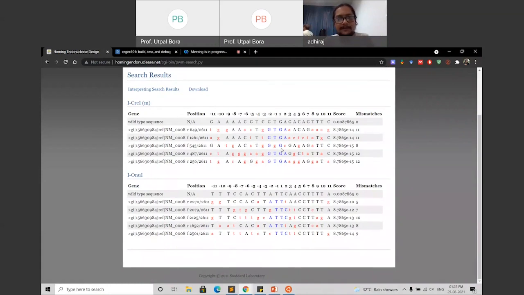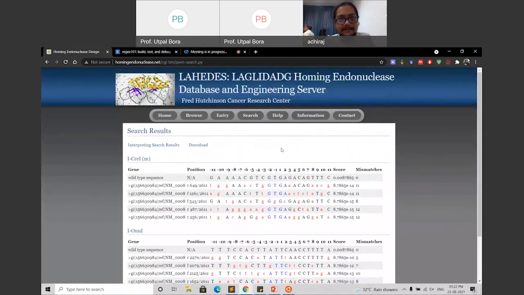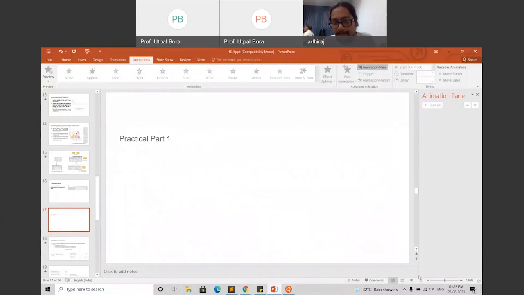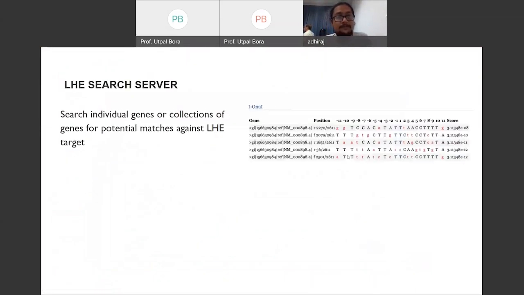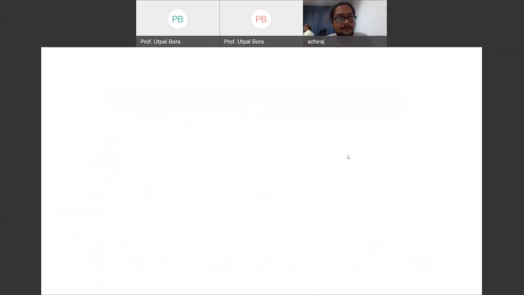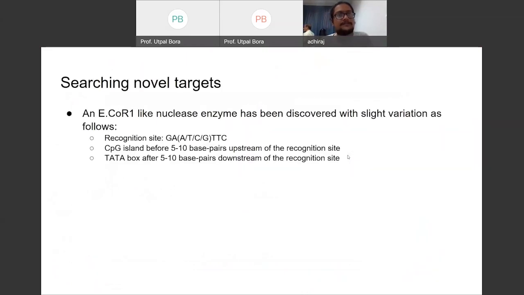This is a very short practical. Actually, this is just a demonstration of what there already is. So the next part is, suppose we don't have a database like this, right? We don't have any database, and we want to search for some novel targets which are not there. Keep this problem in your head while going forward.